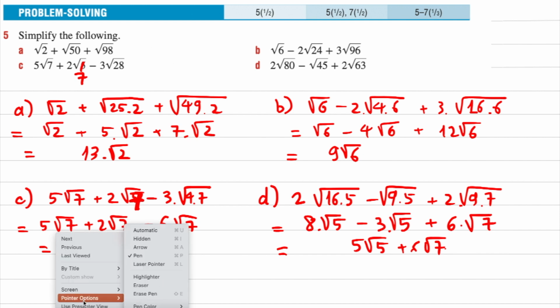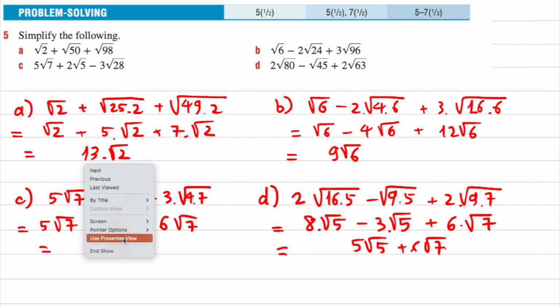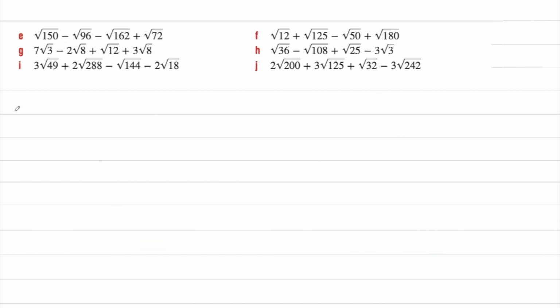So I think the question has no mistake for this one. It is 5. Here is 5, and of course this one is 5, but because it is different to the square root 7 term, I will keep it unchanged. This one will be 2 square root 5. 5 minus 6 equals minus square root of 7, like this. About question E, we can simplify it a little bit longer.